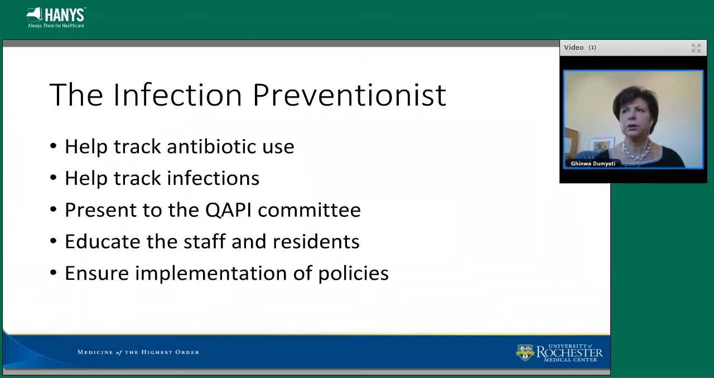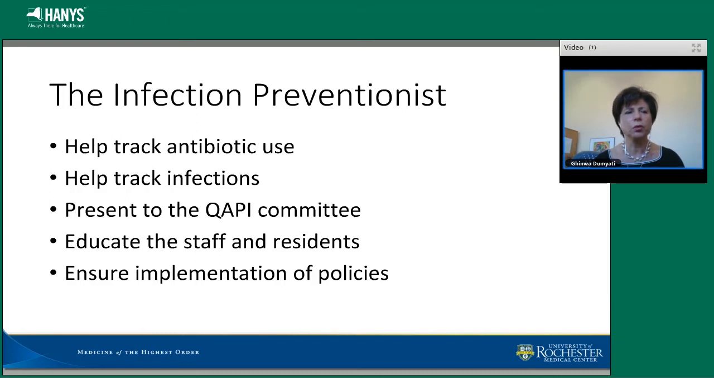The infection preventionists, even though they're really playing right now a very important role in implementing antibiotic stewardship, cannot be the sole person responsible for this program, because they have a lot of roles to fulfill. They help with tracking of data such as antibiotic use and infection, which, for example, you can track C. difficile as an outcome of overuse maybe of certain antibiotics such as quinolone. They're also responsible to report to the COAPI meeting and educate staff and residents.